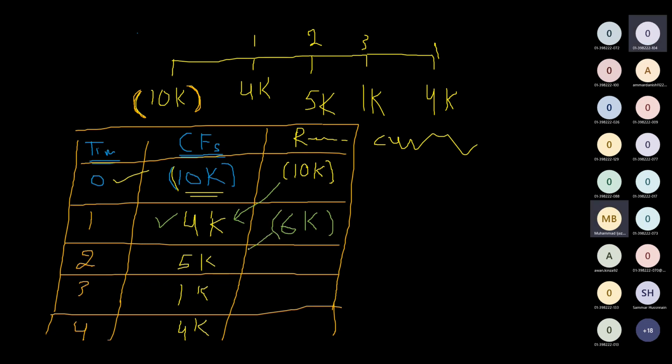In the next year, I recovered 5,000. So now how much amount is still stuck in my business? 6,000 minus 5,000, 1,000 is still left, right? So in the third year, I was able to recover that 1,000 too, correct? So now all of the amount has been recovered, and the 4,000 that I earned in the fourth year is purely my profit, right?